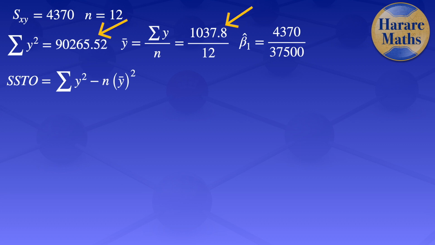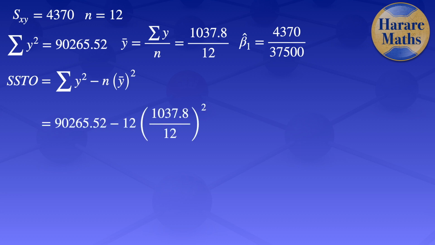And then using the values above for the summation of y squared and the y bar, we have 90,265.52 minus 12 times 1037.8 divided by 12 squared. And that will be approximately 513.1167. So that's our sum of squares total.